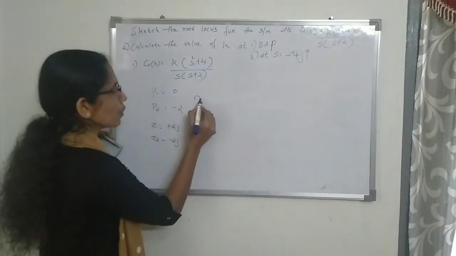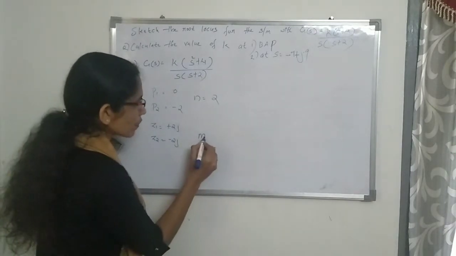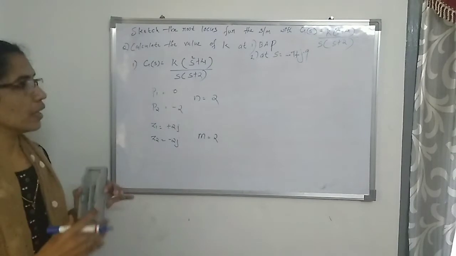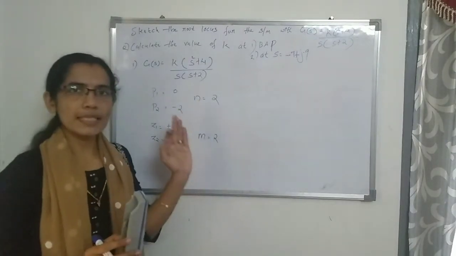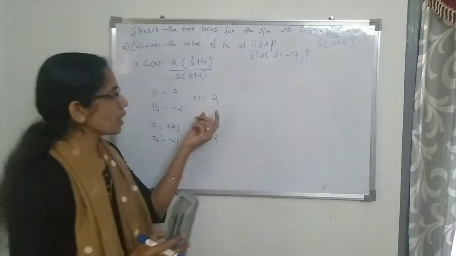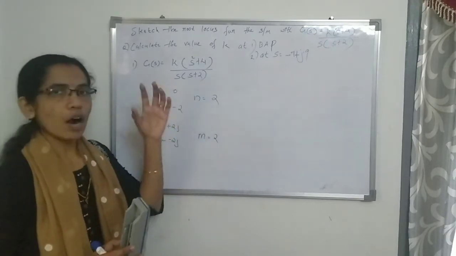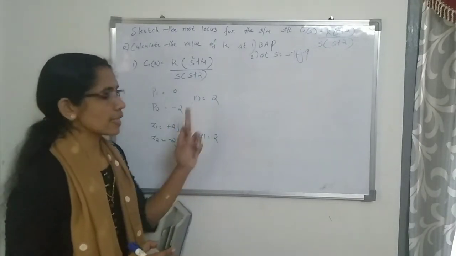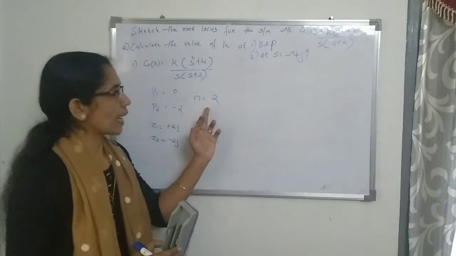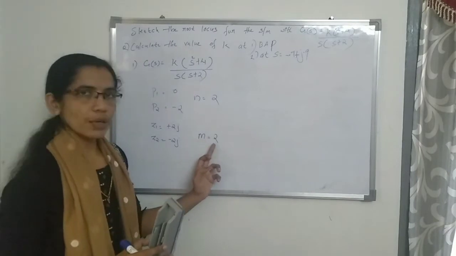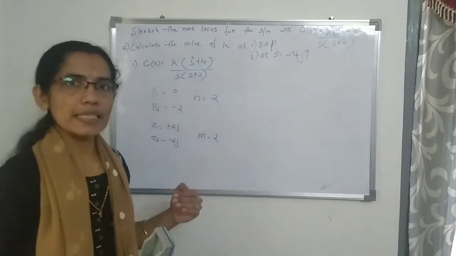The number of poles, n, is equal to 2, and the number of zeros, m, is equal to 2. The root locus branches start from poles and end at zeros. Here the number of poles equals the number of zeros, so all the root locus branches start from poles and end at zeros. The number of root locus branches is equal to 2.